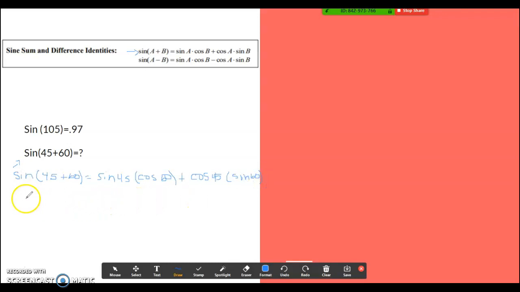Now, what we're not going to do is use our calculator at this moment, because we know the angles 45 and 60 are on the unit circle. 45 is pi over 4, 60 is pi over 3. So we know the sine and cosine values of those angles. So let's just take a second to reflect and think about what the sine and cosine values are of those particular angles.